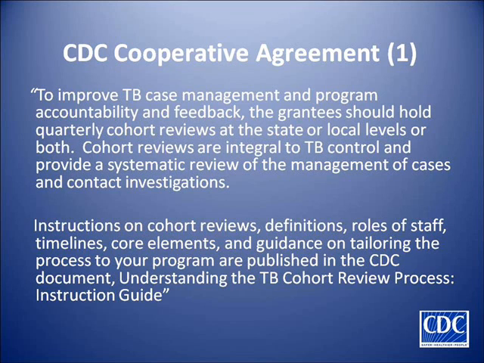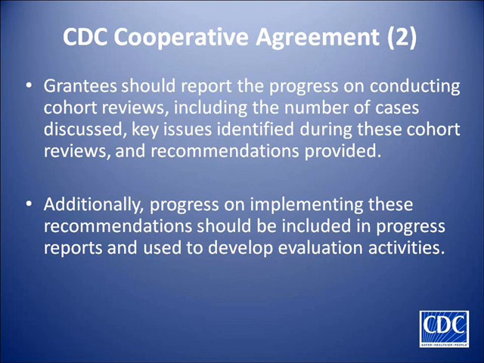Instructions on the cohort reviews, definitions, roles of staff, timelines, core elements, and guidance on tailoring the process to your program are published in the CDC document, Understanding the TB Cohort Review Process Instructional Guide, and this can be found on the Internet. Grantees should report their progress on conducting cohort reviews, including the number of cases discussed, key issues identified during the reviews, and the recommendations made. And this should be included in your progress report, and it should be used in order to develop evaluation activities.